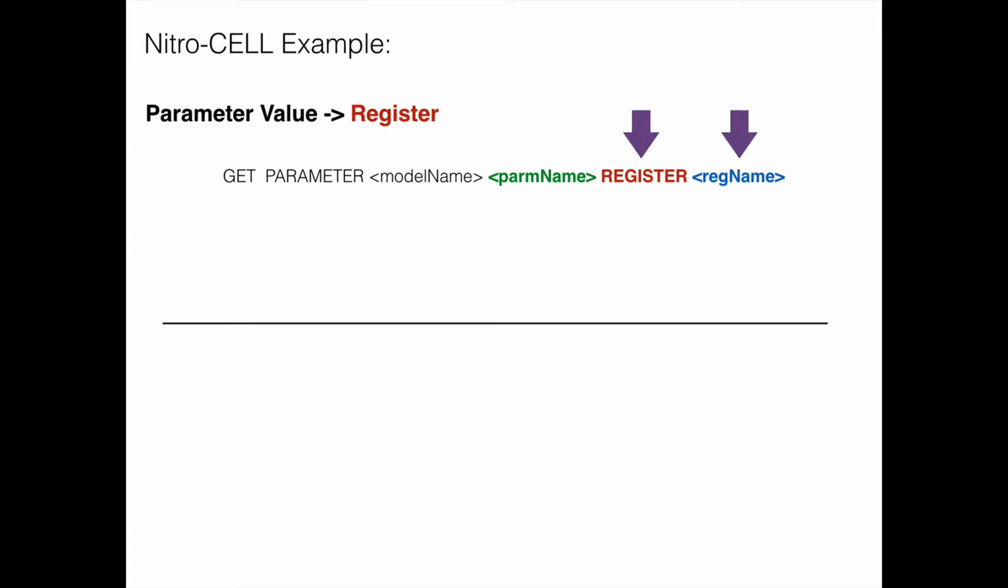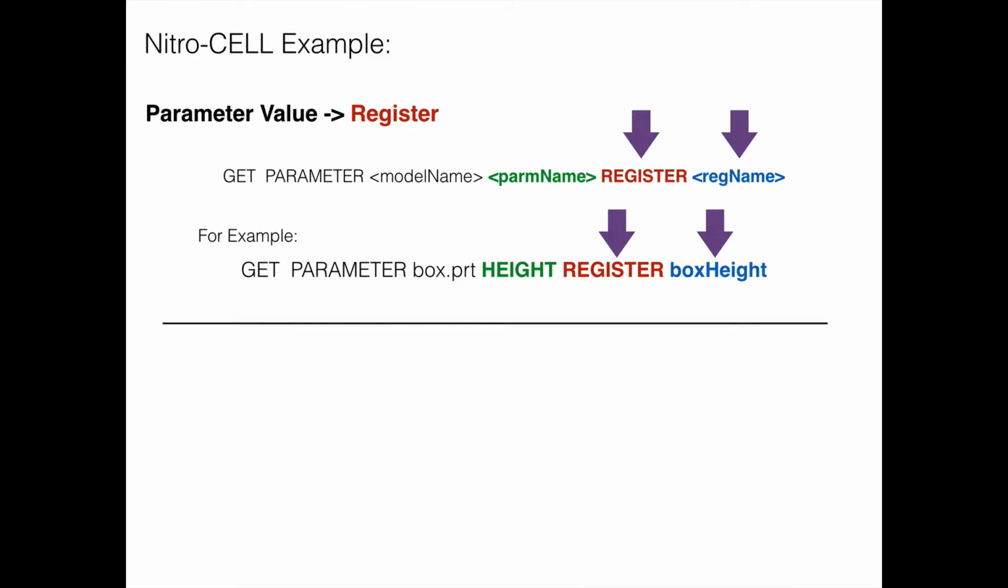A quick example of how this would work is we're going to demonstrate how a parameter value would get to the register. So we have a special hook called register, and then of course you can create your own variable name for the register name that you want to write to. And in this case, we're using a parameter name to write to it. So if we were to look at an actual piece of code, get parameter out of box for the height parameter is going to register to a variable called box height.